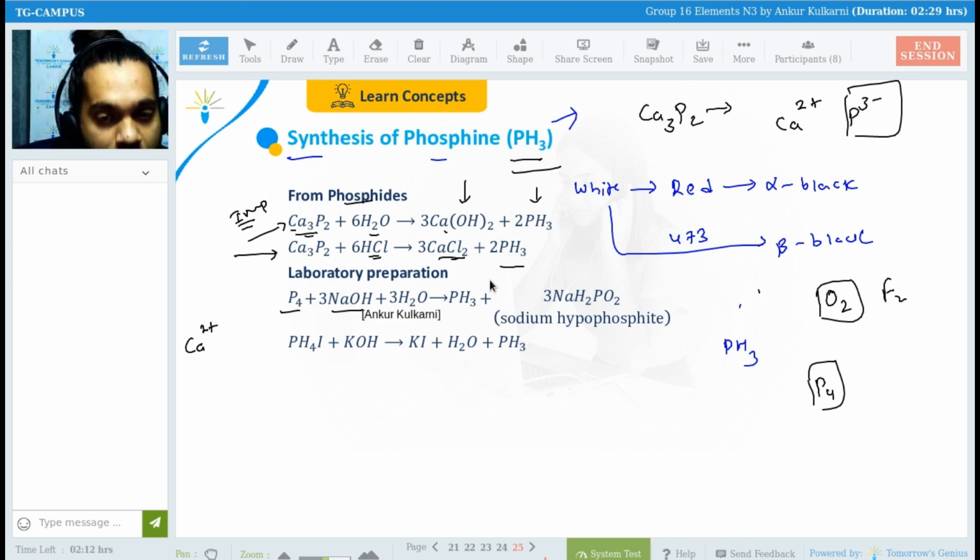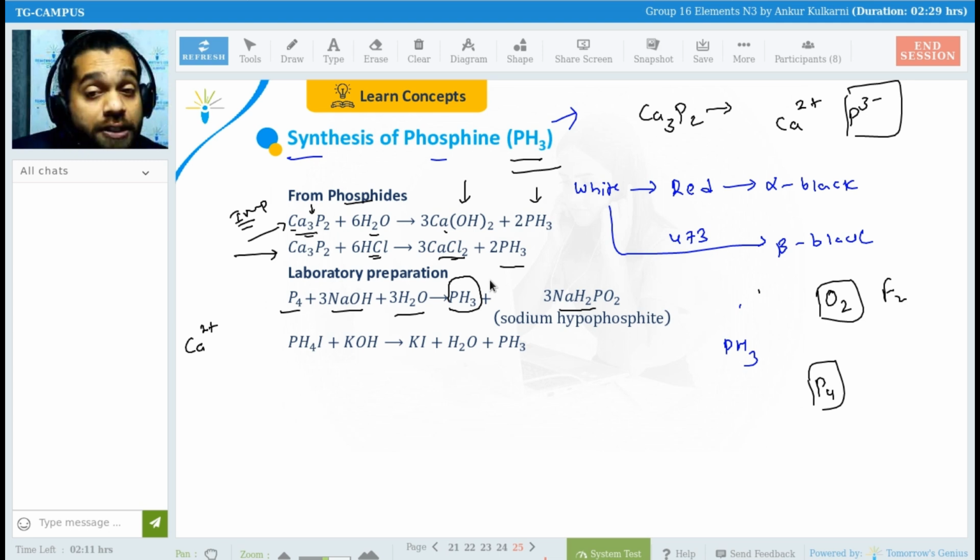Correct. So if I add sodium hydroxide and water, basically I am hydrolyzing it in the presence of a base. Again what I'll get is phosphine and sodium hypophosphite. We will see the structures of this when we go ahead, but right now write it down. When I hydrolyze phosphorus using a base, I get phosphine. Come on, write it down.